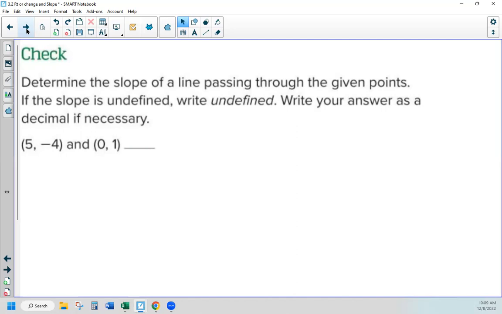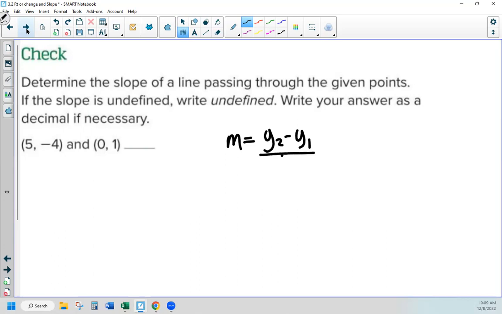All right, let's do this. We know that slope of a line is y2 minus y1 divided by x2 minus x1. Okay, which point do I want to call my point number 2? It doesn't matter. You know what? I'm going to mix it up. I'm going to call this my point number 2. I'm going to call this one my point number 1. I'm going to switch it up.